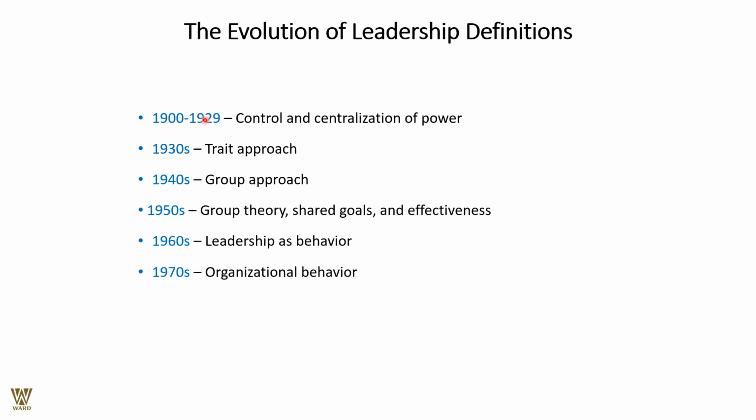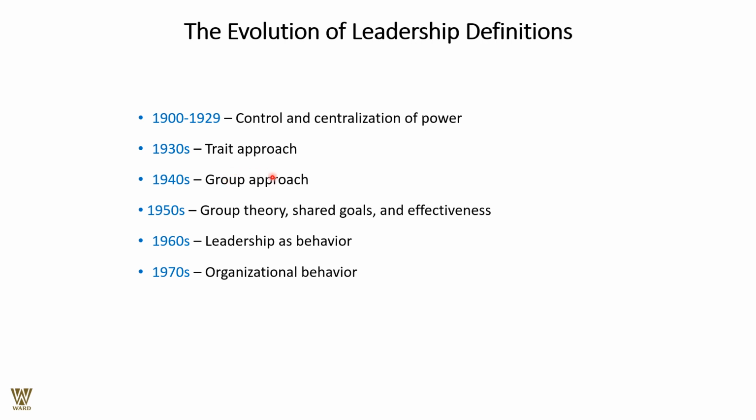Now, what is power? The person who has the capacity to distribute resources is what power is all about. Resources at that point in time might have been raw material, might have been money. Then it shifted to knowledge. Probably today it is all about data analytics and so on and so forth. So 1900 to 1929 was all about centralization of power.